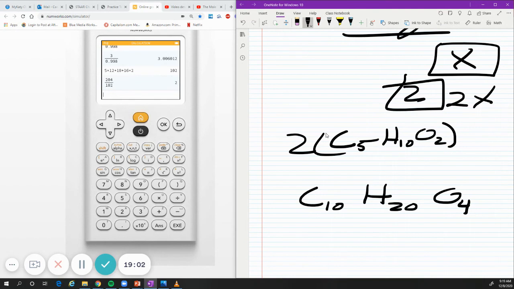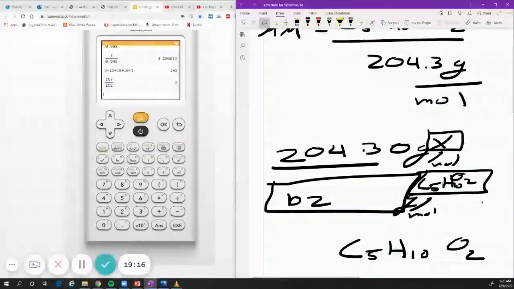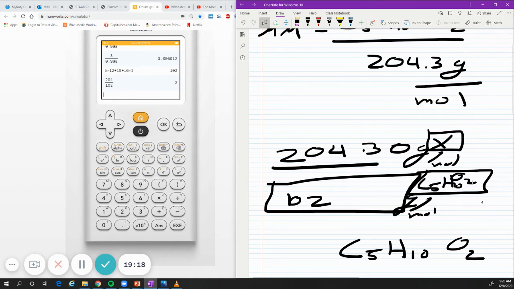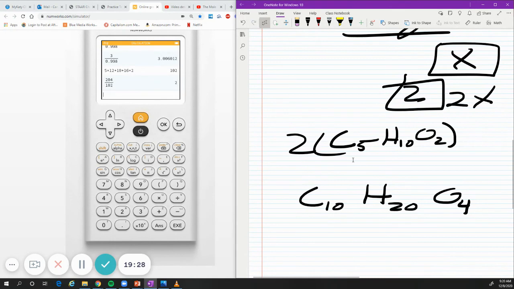Okay? And if you look closely at our numbers, what are we saying? We know that the end result was 204, and when we added this up, we saw that it was 102. So we can see, without even doing the math, that it is double. So we've got C5H10O2 at 102. This number tells us it's double, or 2 times as much, so our end compound has to be twice as much. So it would be C10H20O4.